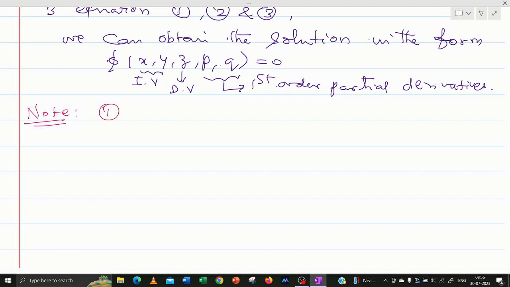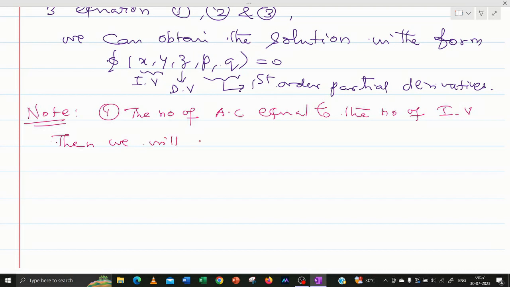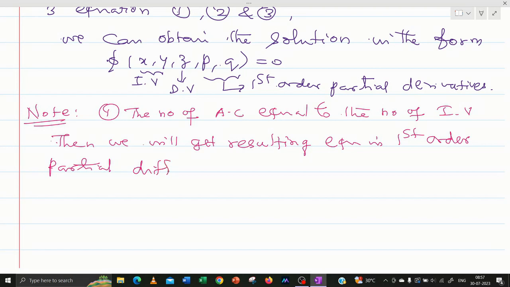In case the number of arbitrary constants is equal to the number of independent variables, then we will get the resulting equation, that is, formation of the equation of the PDE, a first order partial differential equation.